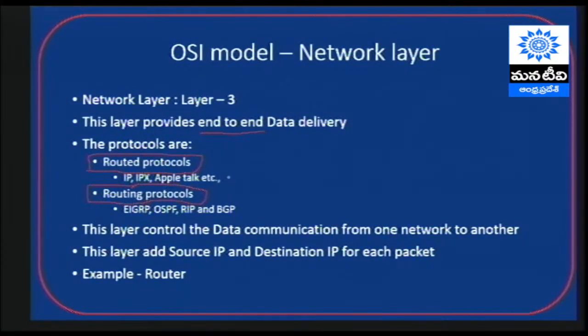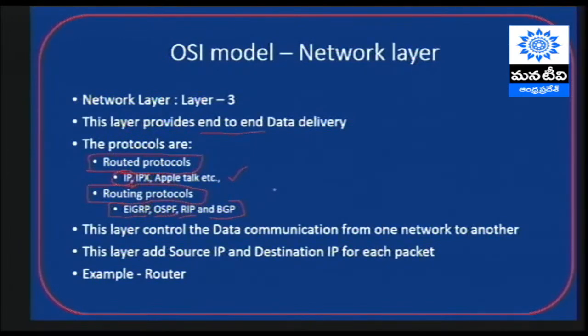And you can see the various routed protocols here: IP, IPX, AppleTalk. But among all these protocols, IP is the only protocol that is in use today. All other protocols have been outdated. They are no longer used. And under the routing protocols, we have various dynamic routing protocols called EIGRP, OSPF, RIP and BGP. So these are the various dynamic routing protocols which help the users to communicate with the corresponding destinations.